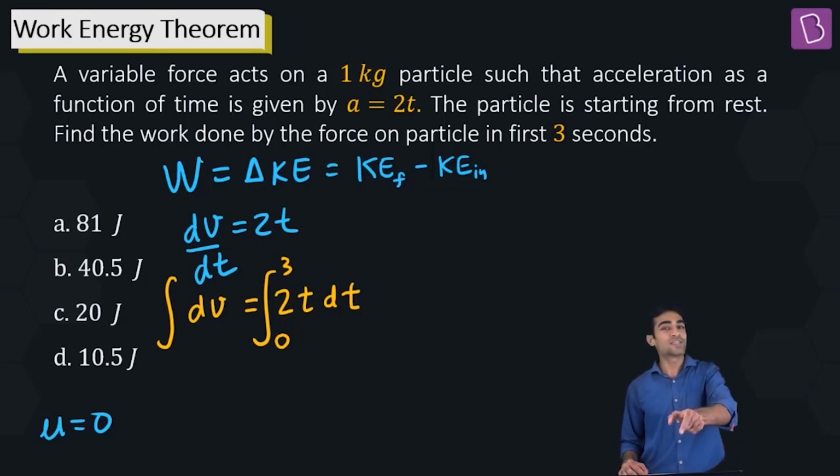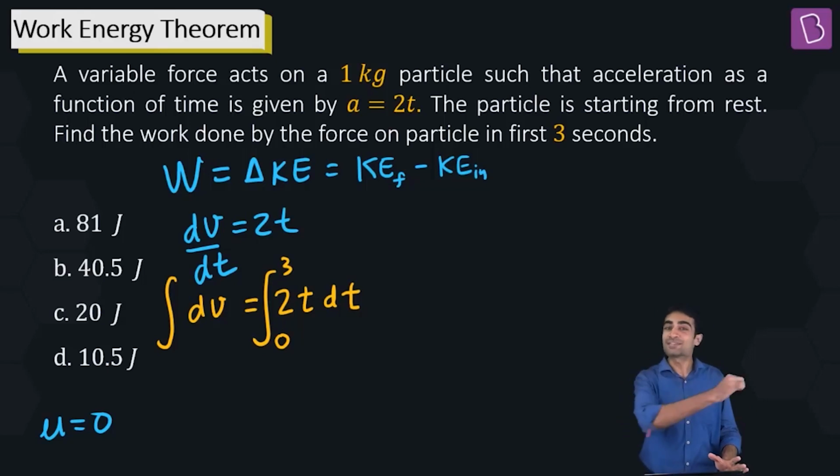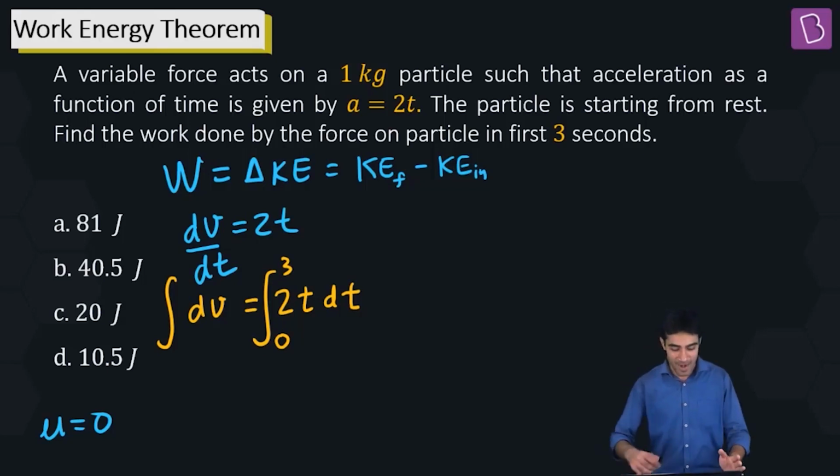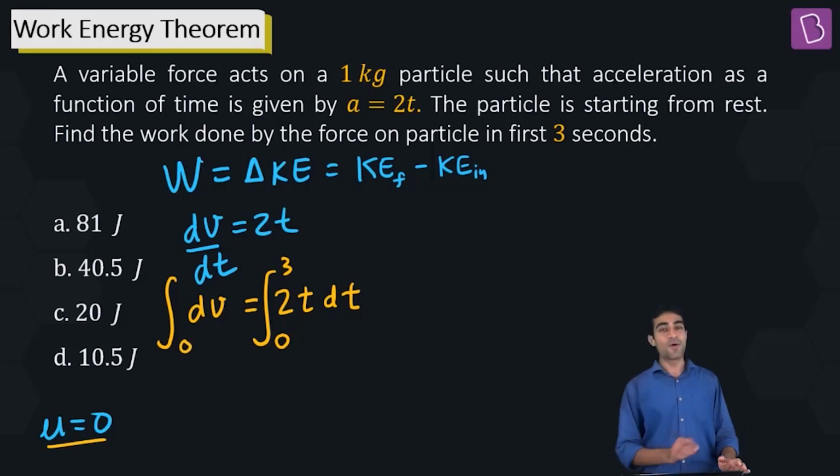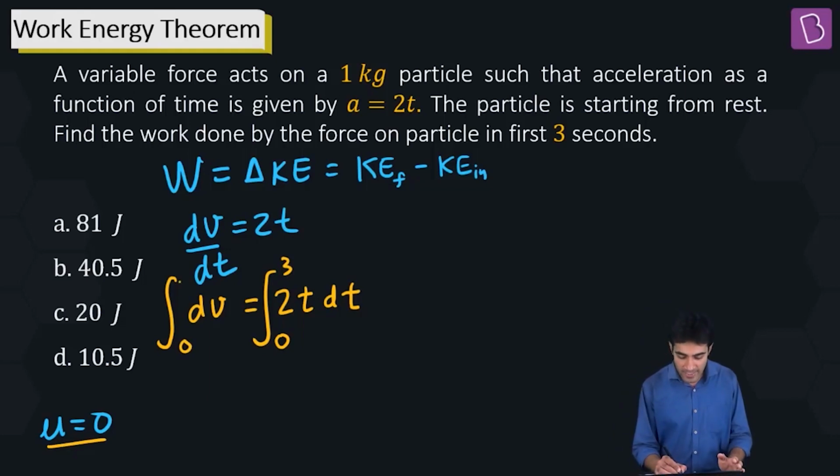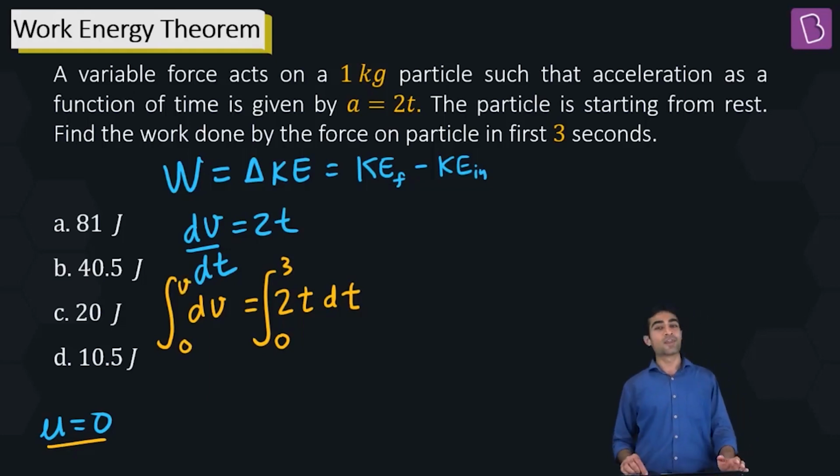What is the velocity at time t is equal to 0? You say the particle starts from rest. So, the initial velocity is 0. Okay. And let the velocity at time t be v. So, we have v over here.